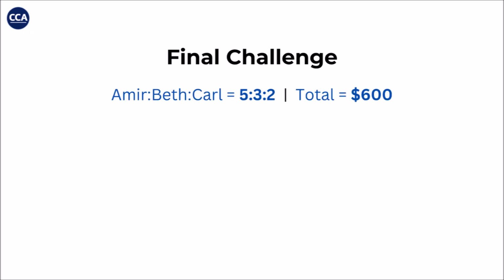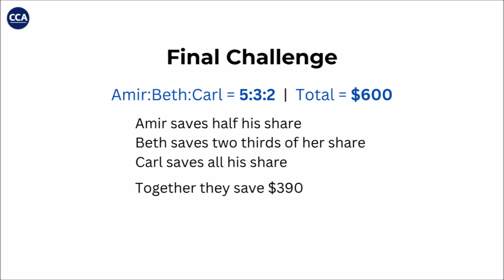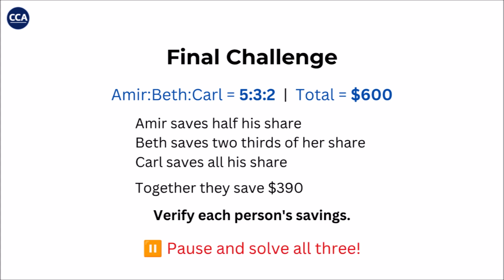A sum of money is divided among 3 people, Amir, Beth, and Carl, in the ratio 5 to 3 to 2. Amir spends half of his share and saves the rest. Beth spends 1/3 of her share and saves the rest. Carl saves his entire share. Together they save $430. What was the original total sum of money? Pause and solve this multi-step problem.